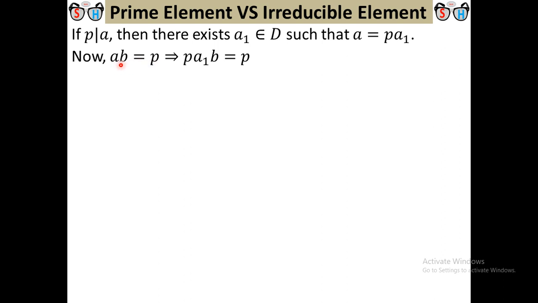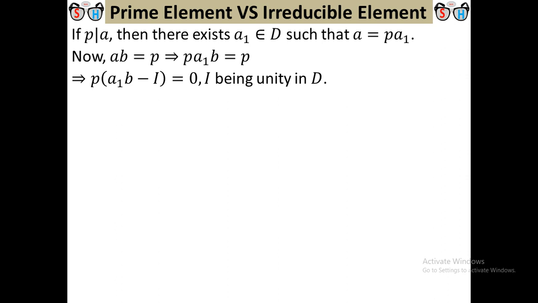So here, if you put A equal to P A1, then you get P A1 times B equal to P. Then take P on the left hand side and take P common. This will be P times (A1B minus I) equal to 0, where 0 is the zero element in the ring and I is the unity in the integral domain D.